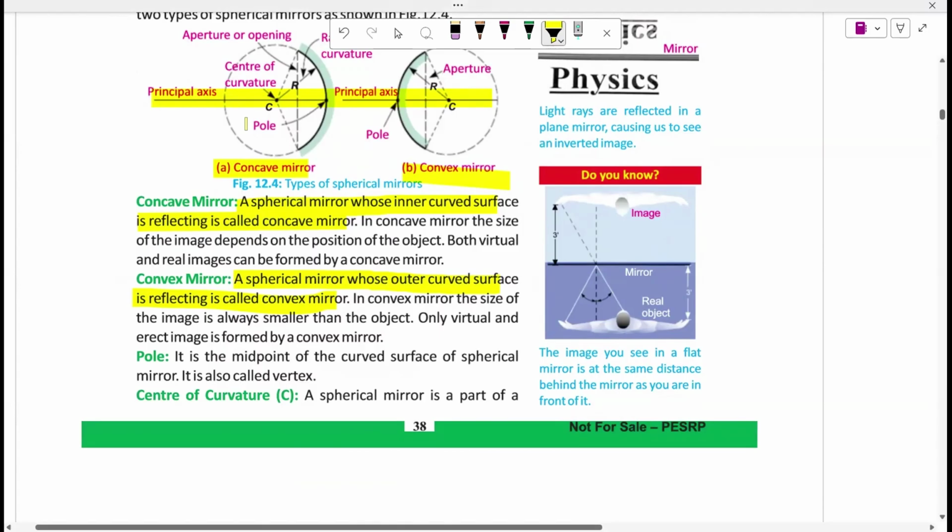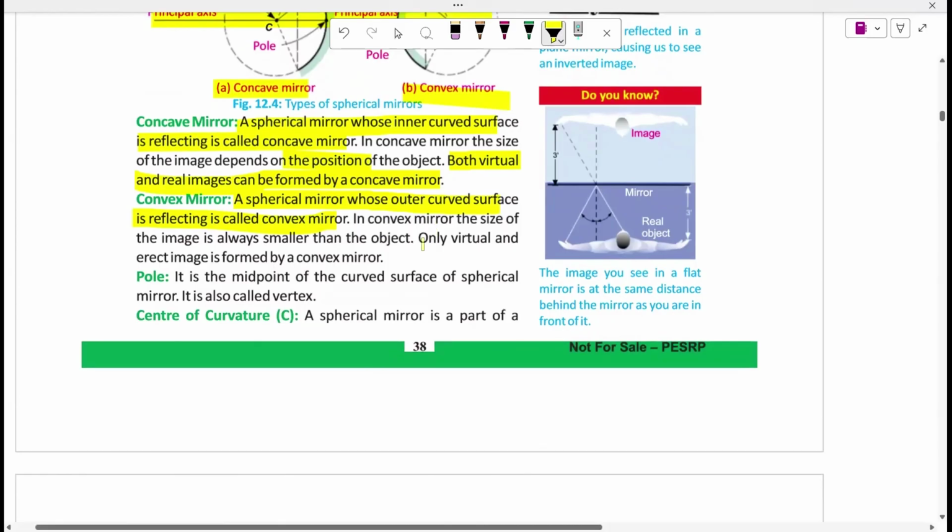So in a concave mirror, the rays actually meet, so the image normally formed is real. But again, this is the important point: the virtuality or reality of an image only depends upon its position relative to the focus point. Similarly, only virtual and erect images are formed by the convex mirror. A convex mirror normally forms virtual images. But in a concave mirror, we can have both real and virtual images depending upon the position of the object.